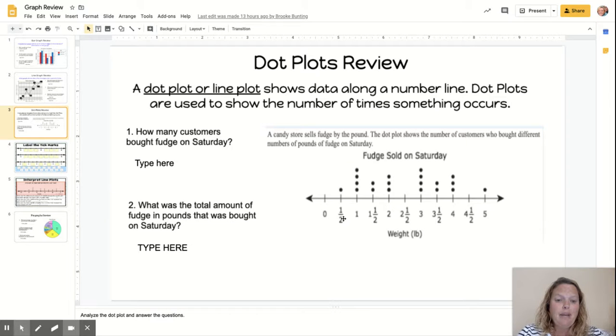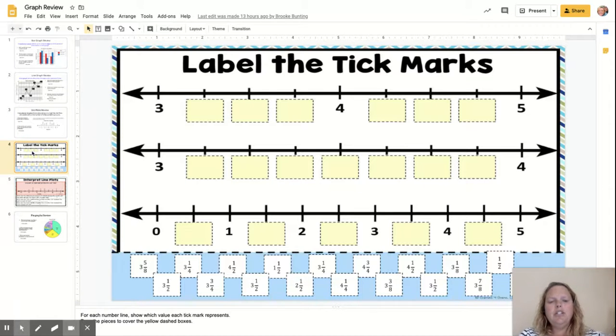One person bought half pounds. 1, 2, 3, 4 people bought 1 pound. So that's 1, 2, 3, 4 pounds, right? 2 people bought 1.5. You're going to have to add 1.5 twice. 3 people bought 2. So this is like a bonus question. You're going to have to really figure that out to get the answer to how many pounds was bought in all on Saturday. Okay. This one is just thinking about fractions actually.